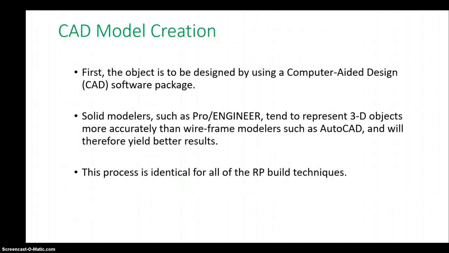Next, CAD model creation. First, the object is designed by using a computer-aided software package. Solid modelers such as Pro Engineer tend to represent 3D objects more accurately than wireframe modelers such as AutoCAD, and will therefore yield better results. This process is identical for all the RP build techniques.